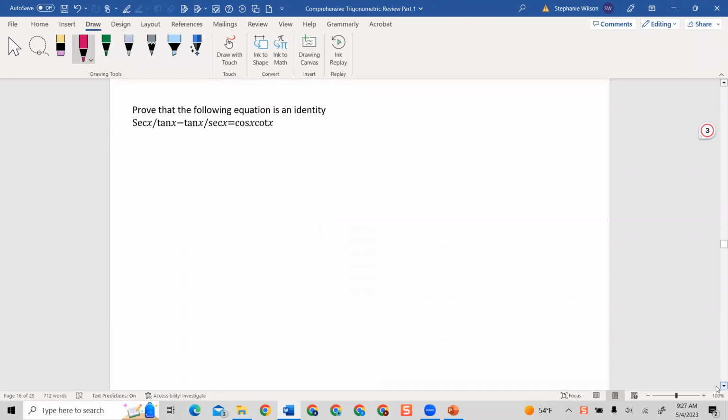Okay, so our next one says we're going to prove that the following equation is an identity. I'm going to rewrite it where it's just a little bit easier to read. This should have been a lowercase s, not a capital. And divided by tangent x is minus tangent x over secant x is equal to cosine x cotangent x.